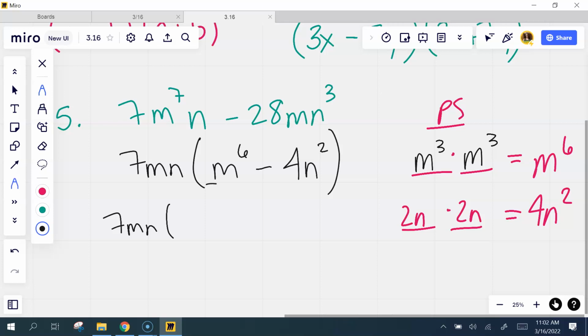What goes in the first spot? What times itself twice gives you m to the 6? M to the 3rd. What times itself twice gives you 4n squared? 2n. I do 1 minus and 1 plus. Okay? So now instead of it just being quadratics that we're looking for a difference of 2 squares, it could be these polynomials that have these higher degrees, right?